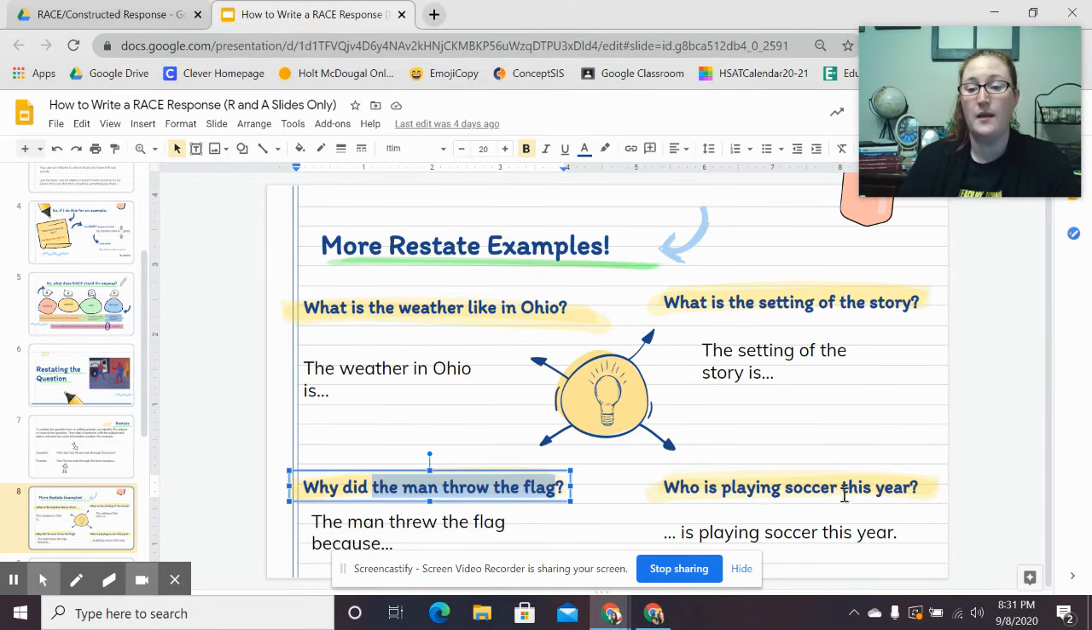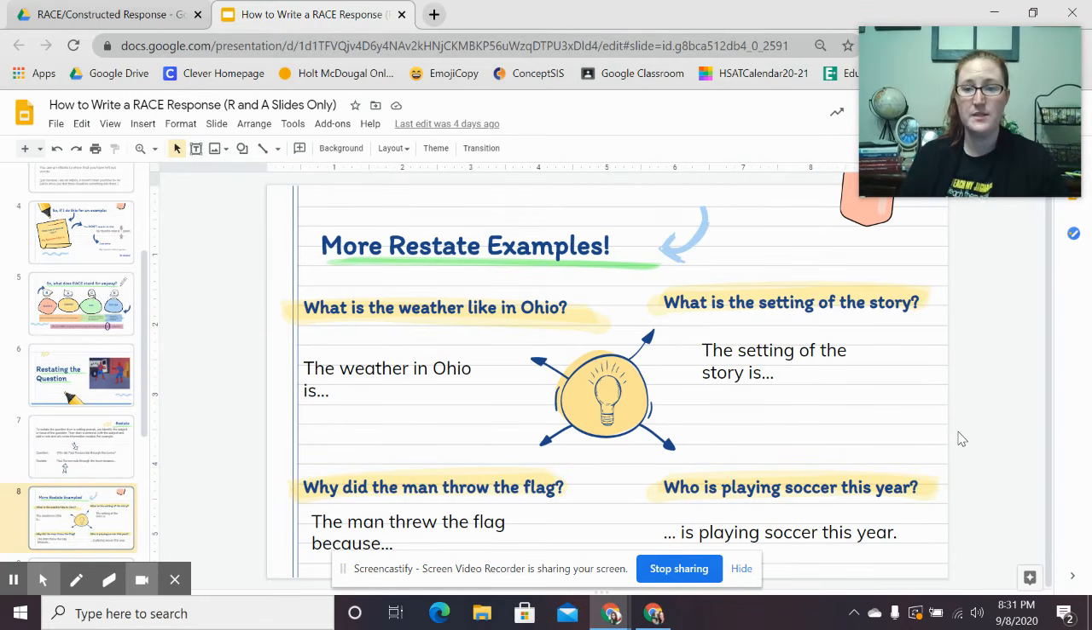Who is playing soccer this year? Now this one's a little bit different. The reason it's different is because of the who. When I say is playing, I have to put my answer in the beginning of the sentence rather than starting with the subject. So notice my ellipses, my little dot, dot, dot, is here in the beginning. I would fill that in, then add in the rest of my restate. Blank is playing soccer this year.